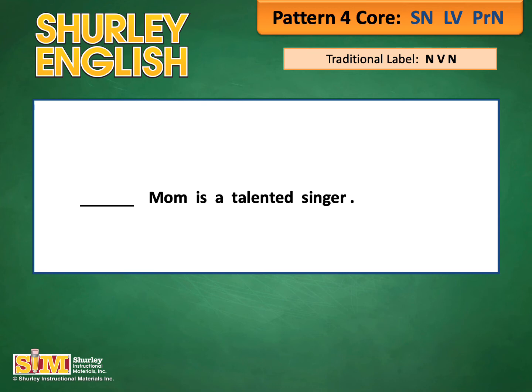Ready? Mom is a talented singer. Who is a talented singer? Mom. Subject noun. What is being said about Mom? Mom is. Verb. Mom is what? Singer. Verify the noun. Does singer mean the same thing as mom? Yes, singer. Predicate noun. Is. Linking verb. What kind of singer? Talented. Adjective. A. Article adjective. Subject noun, linking verb, predicate noun, pattern 4 skill check.